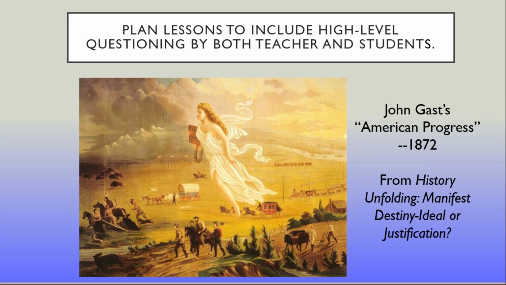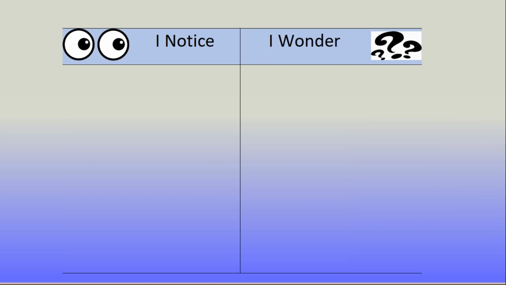One of my favorite strategies to do that is I notice and I wonder, and you may be familiar with this, or a version of it is also called I see, I think, I wonder. And you put up a visual, or you could use a movie clip or any type of painting, political cartoon, and you have students just in this left-hand column do a very literal description of what they see or what they notice. So for our American Progress, they may notice, I'm going to flip back for just a second.